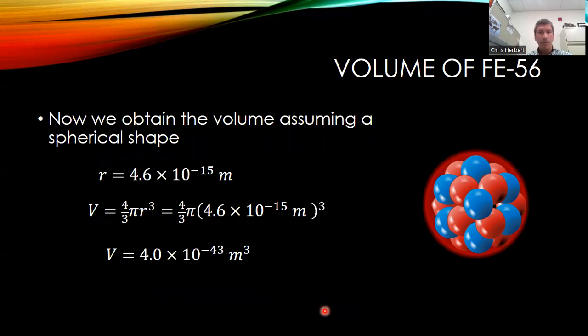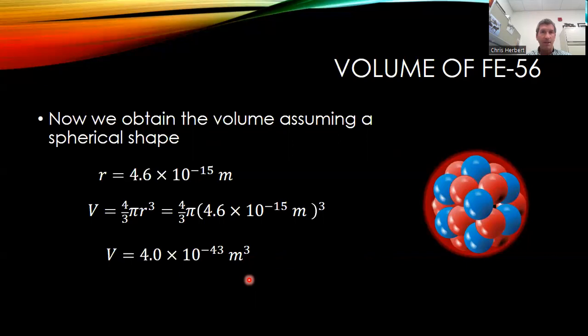The volume of iron-56: we already stated the volume of a sphere, and we're going to assume that iron is a spherical nucleus. That's been confirmed by experiment. It's 4/3 pi r cubed. Throw in that radius, and we get that the volume is 4 times 10 to the minus 43 meters cubed.